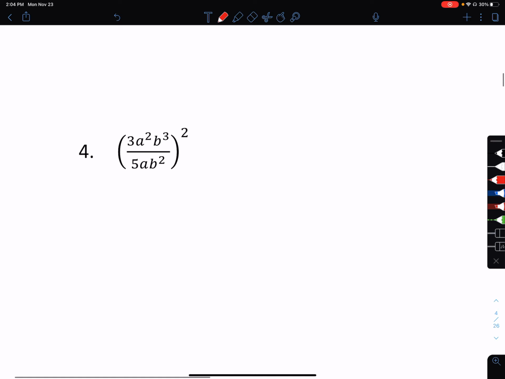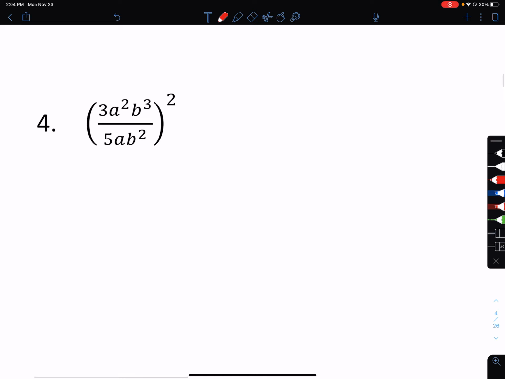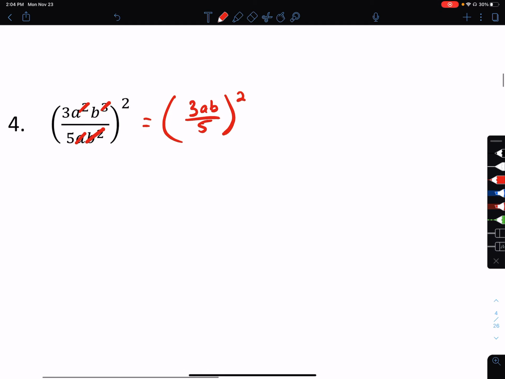That's one possible way. Number 4, you could simplify what's on the inside first and then use the exponent on the outside, or you can use the exponent on the outside first. Let's say that we simplify what's on the inside first. For example, we can divide a into a squared. It's going to go a times. We can divide b squared into b cubed. It's going to be b left over. It's going to give us 3ab over 5 squared.